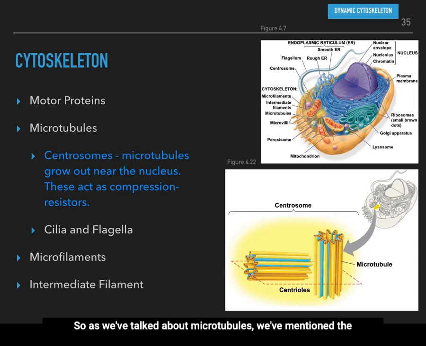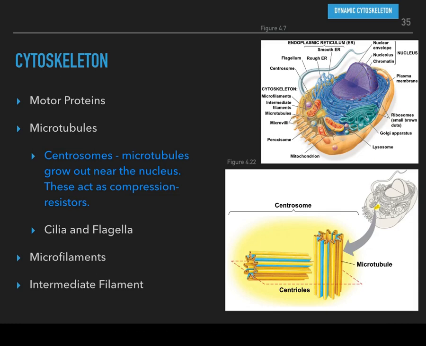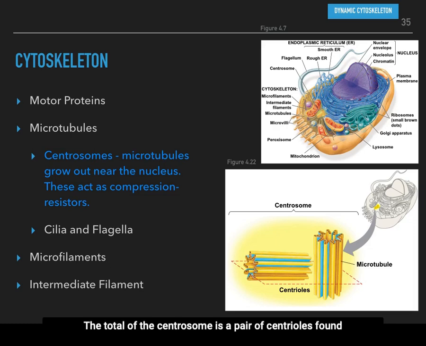As we've talked about microtubules, we've mentioned the centrioles. Now let's look at centrosomes. Centrosomes are a type of microtubules used by the cell. They grow near the nucleus and act as compression resistors that enable the cell to maintain its integrity and shape. The centrosome contains a pair of centrioles, which is shown in the image on the bottom right.